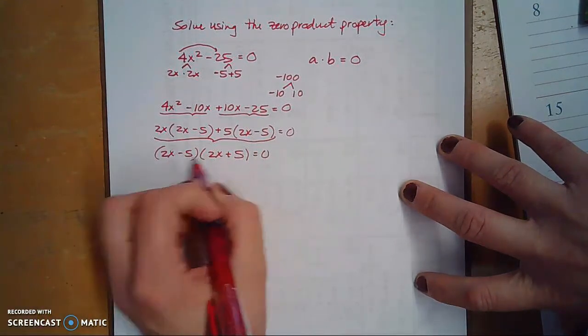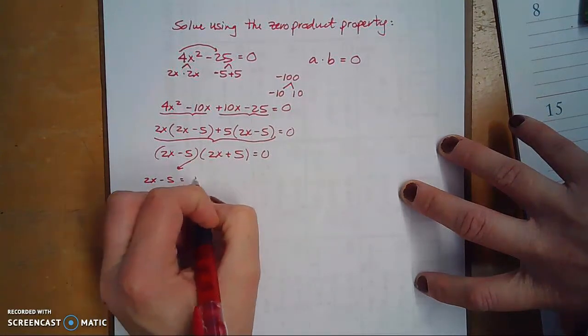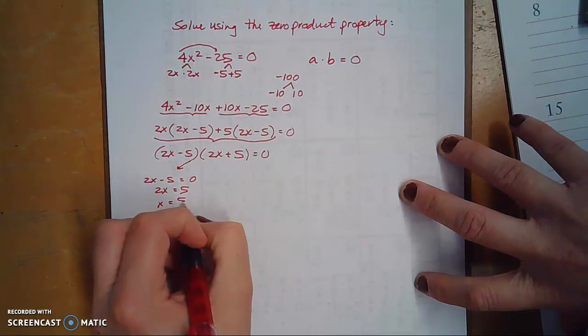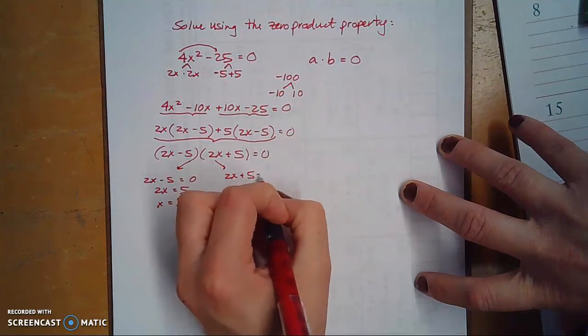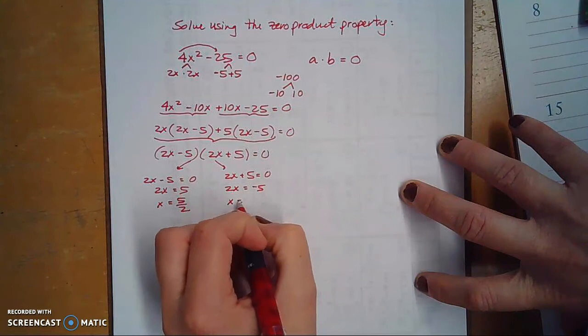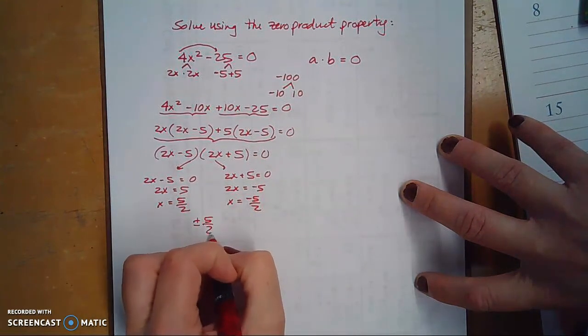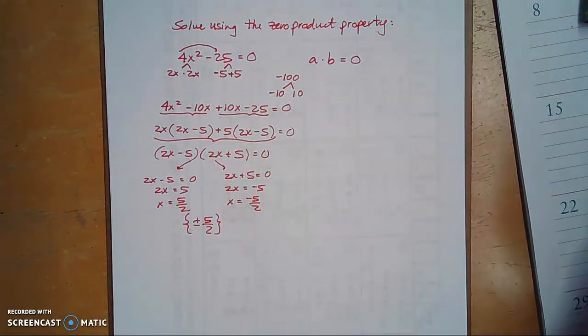So now that we have our product set equal to 0, we can take each factor and set it equal to 0. So 2x minus 5 equals 0, so 2x is equal to 5, which means x is equal to 5 halves. We can set 2x plus 5 equal to 0, which means 2x is equal to negative 5, which means x is equal to negative 5 halves. So we're looking at plus or minus 5 halves as the solutions to the quadratic using the zero product property.